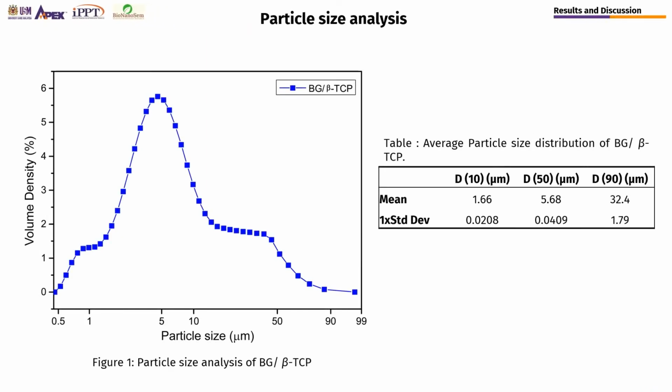The particle size ranged between 0.4 and 86.4 micron, which indicates micron-size composite materials. Moreover, 90% of the BG beta-TCP composite particle size is smaller than 32.4 micron.